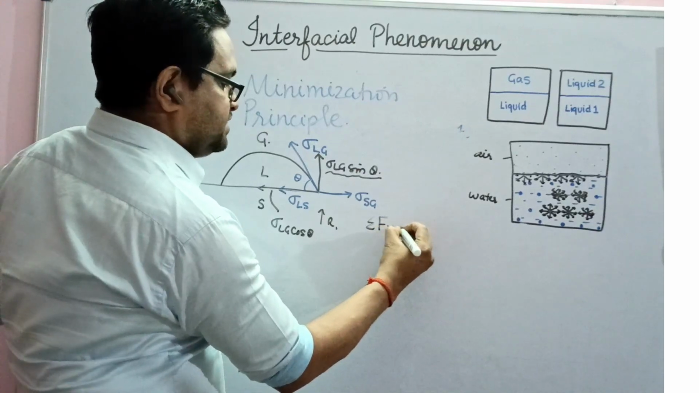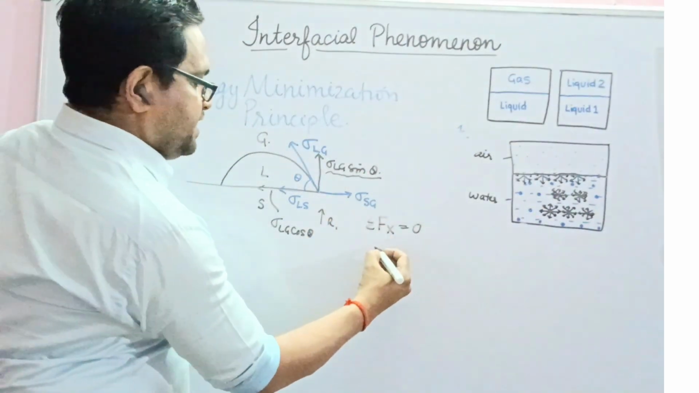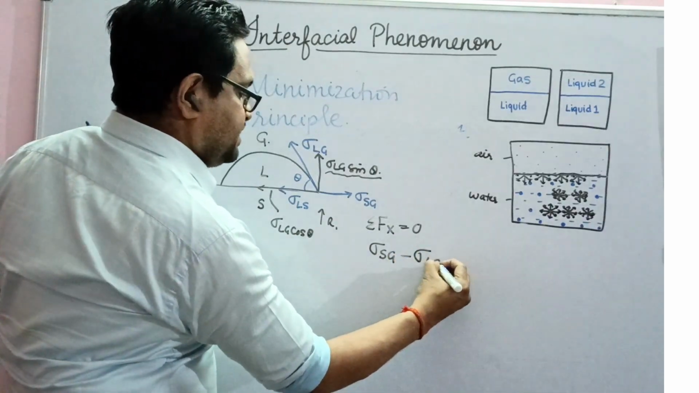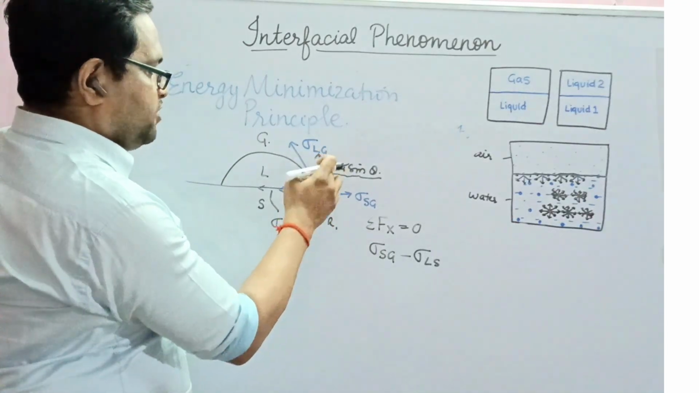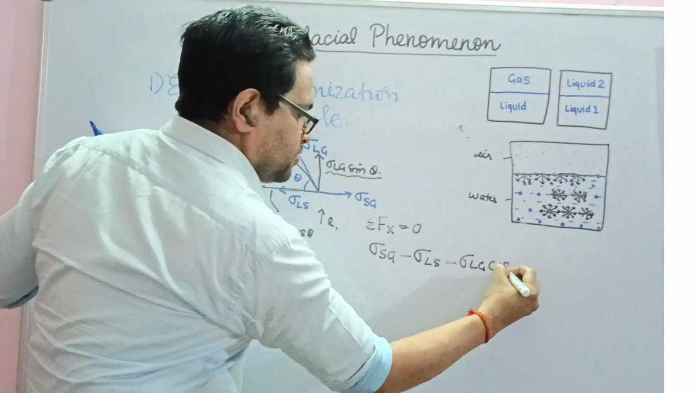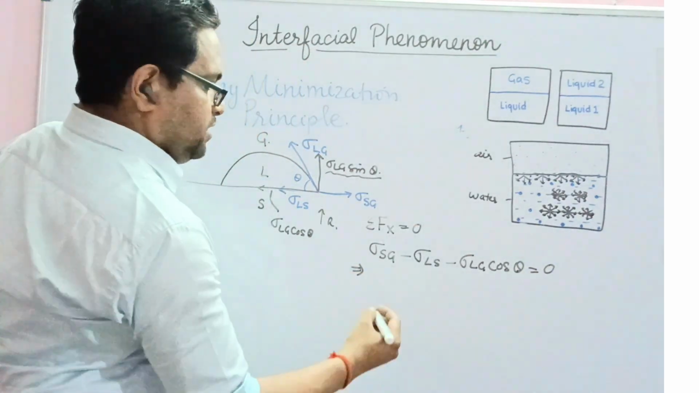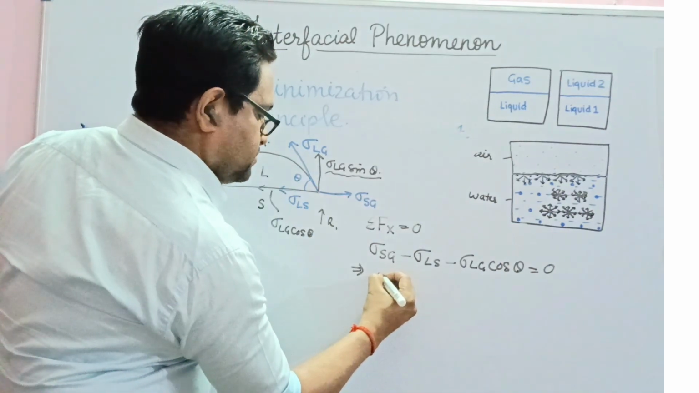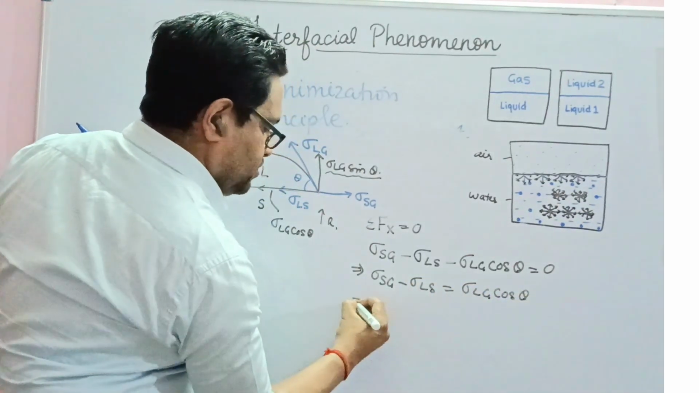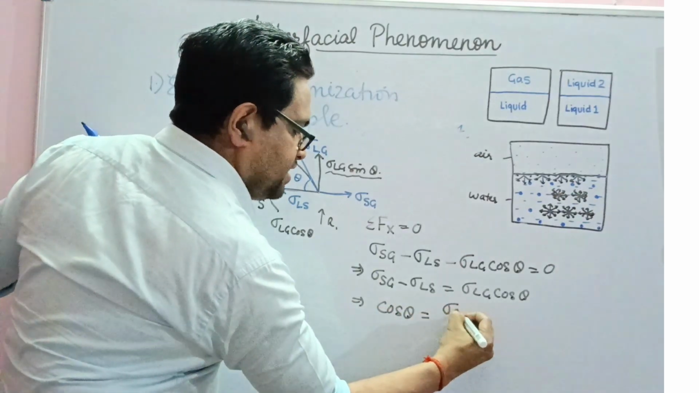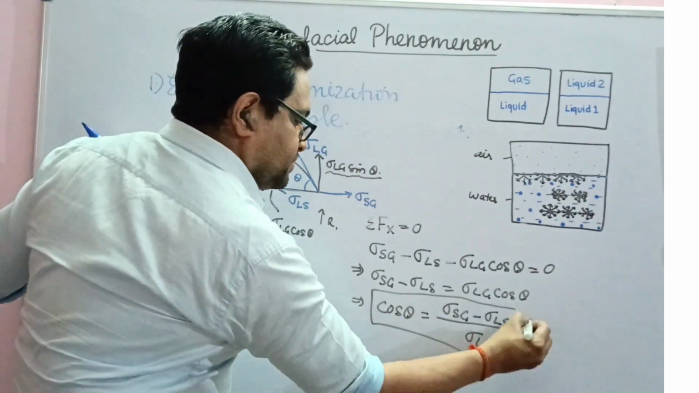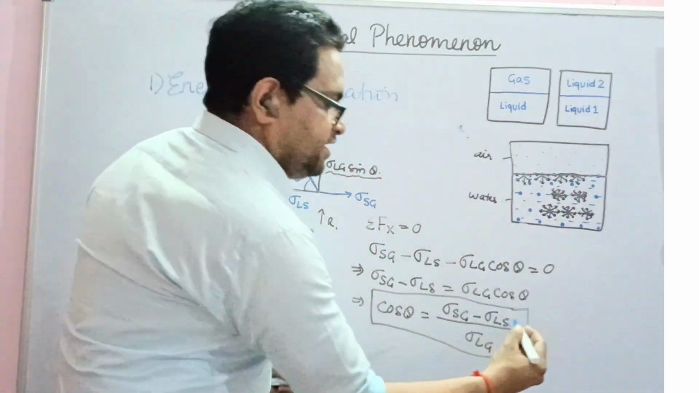The summation of forces in the x-axis must be equal to 0. So we have sigma Sg, then in the negative direction we have minus sigma Ls, and the x component of sigma Lg, which is minus sigma Lg cos theta. This must be equal to 0, or we can say that sigma Sg minus sigma Ls is equal to sigma Lg cos theta, or cos theta can be calculated as sigma Sg minus sigma Ls upon sigma Lg. Now this equation is known as Young's law.